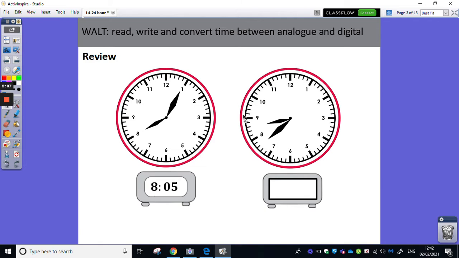And the second one, if I did it as analog, it would be 5, 10, 15, 20, 21, 22. So it would be 22 minutes to 9. But remember, when we're looking at digital, we need to think about the minutes that have passed and the hour that has passed. So it's past 8, so it would be 8 again. And if I count from this side, it's 5, 10, 15, 20, 25, 30, 35, 36, 37, 38. Okay, so it's 8:38. So well done if you've got both of those correct. Hopefully you're feeling confident, ready for today's lesson.